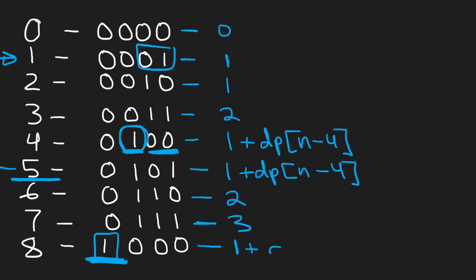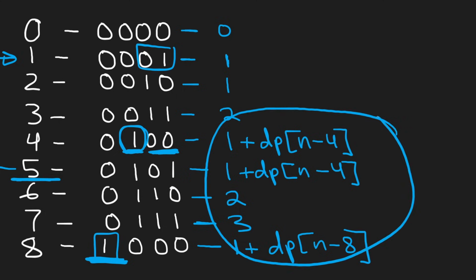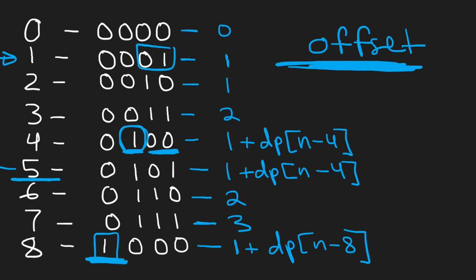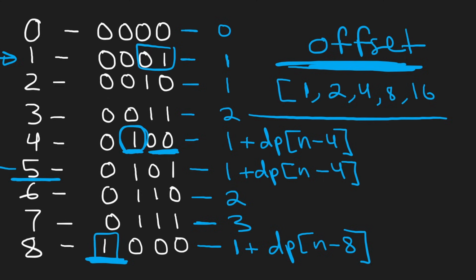Since this is going to be 1 plus DP of n minus 8, you can tell that for each value, this is going to be the equation 1 plus DP of n minus a particular integer, and that integer is going to be called the offset. And the offset is going to be the most significant bit that we have reached so far. And what are the most significant bits? Well, the first one is going to be a 1, the next one is going to be a 2, the next is going to be a 4, 8, 16. So basically they're doubling in size every time because we know a bit is just a power of 2. That's what binary represents.